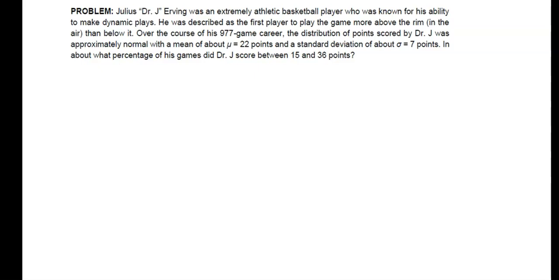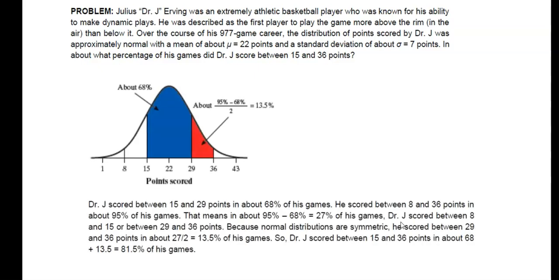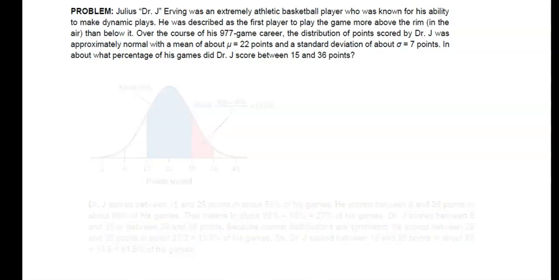Over the course of a 977 game career, the distribution of Dr. J's points per game was approximately normal with a mean of 22 and a standard deviation of 7. So you would then draw this normal curve, right? You draw it, scale it out, and you get from 1 to 43 there. About what percentage of games did he score between 15 and 36?